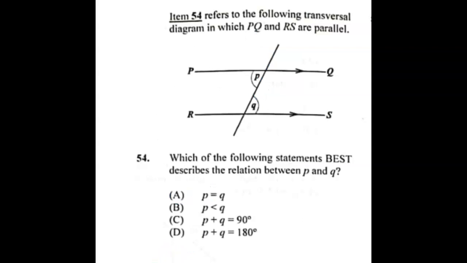Number 54 now deals with angles. P and Q, this is alternate angles. That's why the Z is formed, and it means that they are equal. So therefore, A is the answer, 54A.